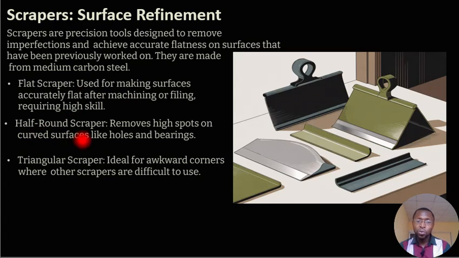This is used to remove high spots on curved surfaces like holes and bearings. And the third one is the triangular scraper. This is ideal for awkward corners where other scrapers are difficult to use. So where you cannot use the half round scraper or the flat scraper because of the location, which might be a corner, then the triangular scraper comes in. It makes it easier to access that corner. Right? I will stop there on cutting tools.